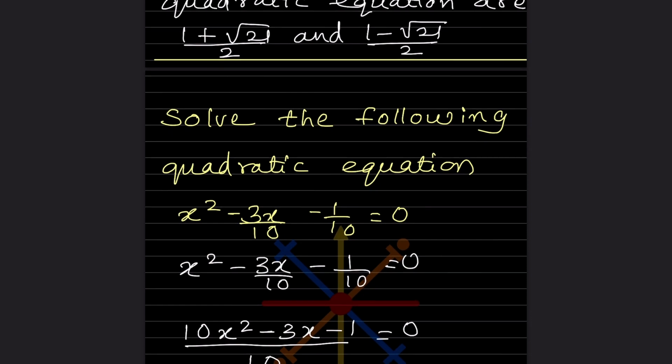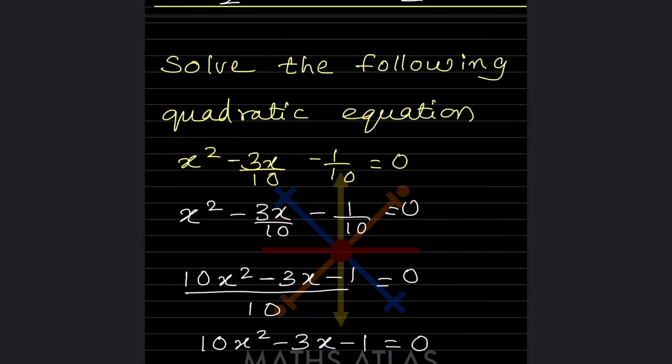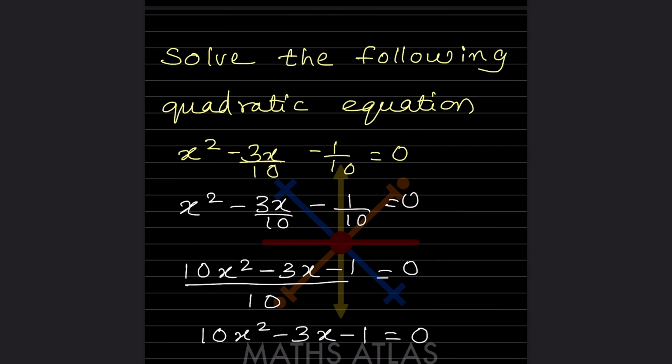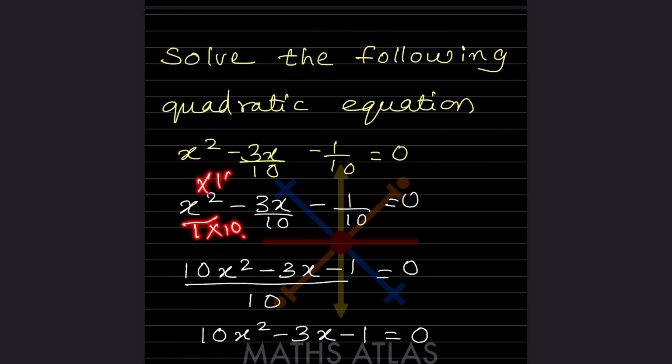Now you have to solve the following quadratic equation. Here it's given. So can you see these are in fractions? So first thing, we have to remove the denominator part. This is 1, so this should be multiplied by 10 because the LCM is 10. So what will you get here? 10x square minus 3x minus 1 divided by 10 is 0.